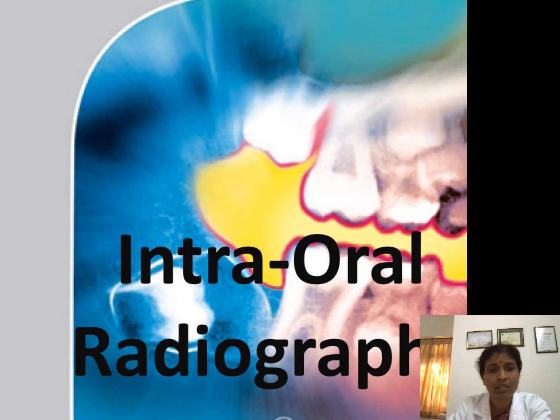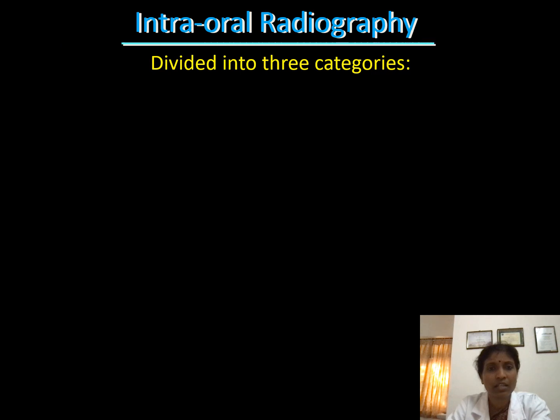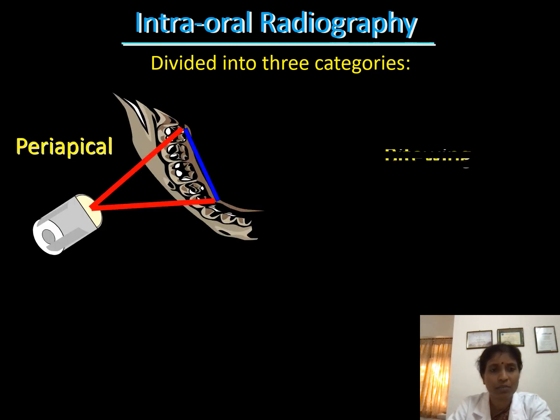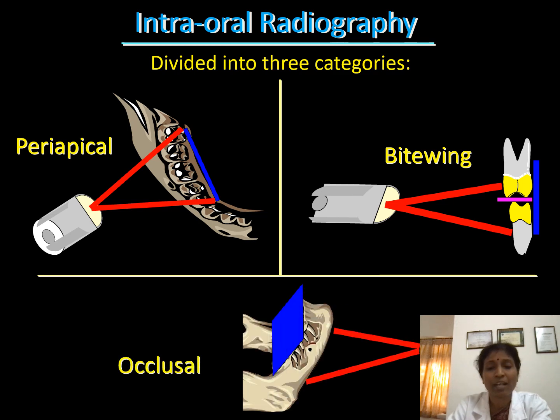So intraoral radiographs are basically divided into three types: the periapical radiographs, the bite-wing radiographs and the occlusal radiographs. The periapical radiographs cover the area of the teeth, both the tooth crown and the root, with the surrounding bone. The bite wings cover the crown of the upper and the lower teeth with the adjacent alveolar crest, and the occlusal radiographs cover the teeth with a larger area of the surrounding bone when compared to the periapical radiographs.